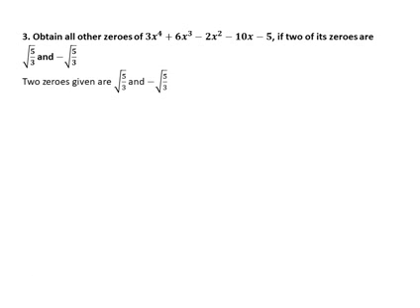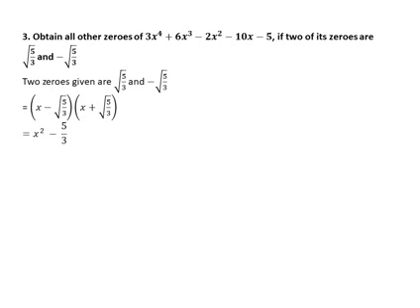How do we write the factors? Our zeros are root 5 by 3 and minus root 5 by 3. If I write them as factors, we can write x minus root 5 by 3 and x plus root 5 by 3. I am going to multiply both factors. Both are of the form a plus b into a minus b. If I multiply, x square minus the square root of 5 by 3 whole square, we can cancel the root and square. Therefore, x square minus 5 by 3.